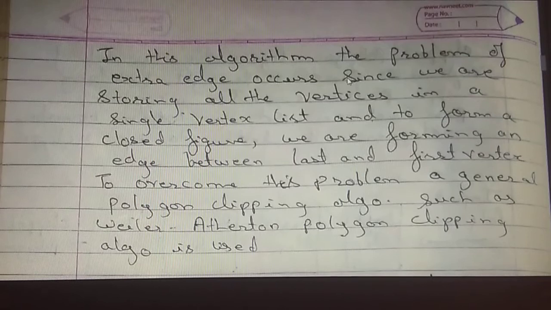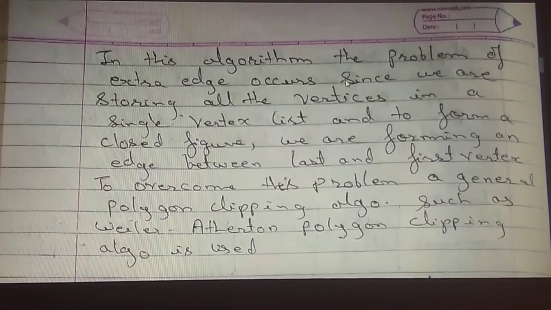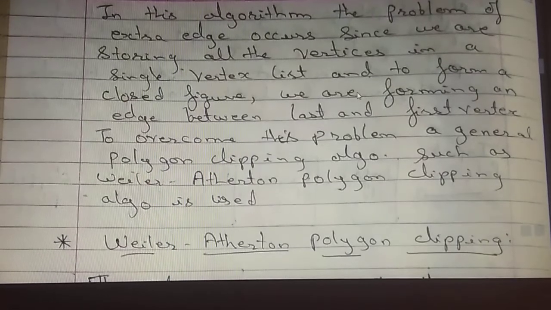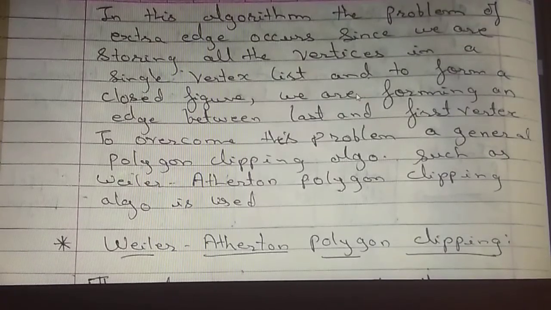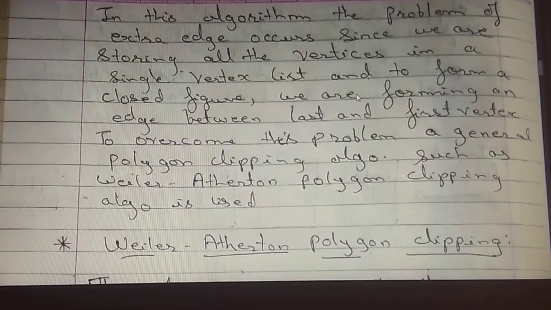Now what is the drawback of this algorithm? In this algorithm, the problem of extra edge occurs since we are storing all the vertices in a single vertex list, and to form a closed figure we are forming an edge between last and first vertices. To overcome this problem, the next algorithm is used.